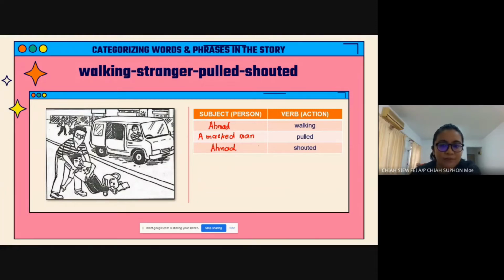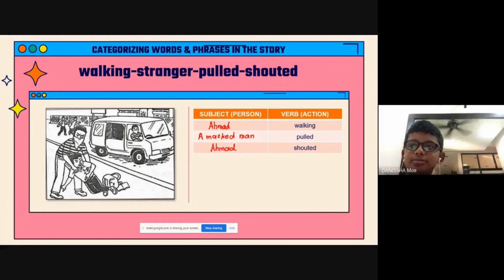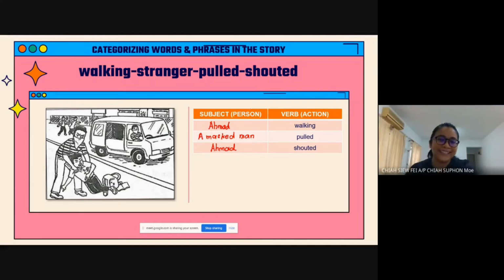Is there any verb that we can add to make our story more interesting? For this picture, what are some of the verbs, one or two, that we can add? Look at Ahmad. How is he acting? He's shouting. Just imagine yourself. If you are pulled by someone who is trying to kidnap you, what do you do? Escape. Shout. Okay, shouted is good, right?